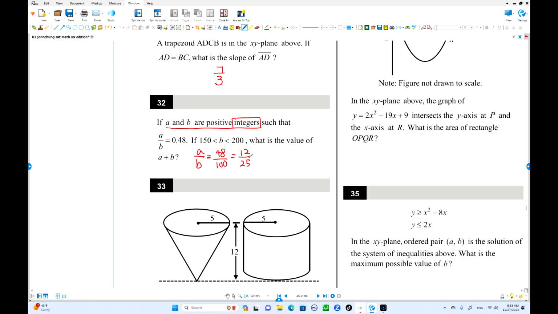That's the ratio. Now increase. Times 2 is 50, too low. Times 5, 125, low. Times 6, 150, still not. Times 7, that's 175. Yes, that is okay. 175 belongs to this interval. So a should be equal to 84. This is the value of a, this is the value of b. Now find the sum of these two numbers: 259. That's the answer.